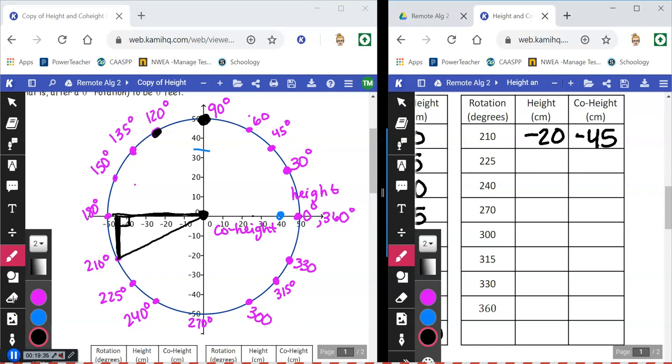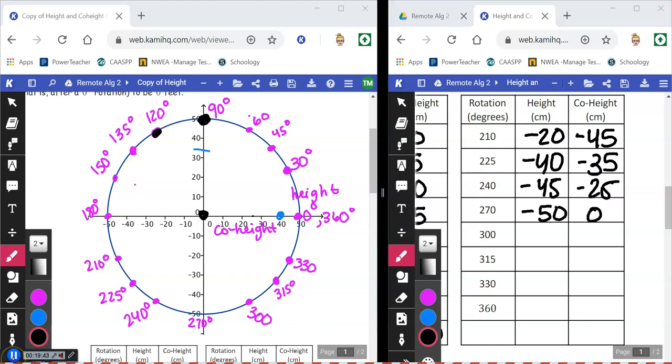So why don't you go ahead and do 225, 240, and 270, and then check back in with me. So for 210, 225, 240, and 270, I got heights of -20, -40, -45, -50, and coheights of -45, -35, -25, and 0.